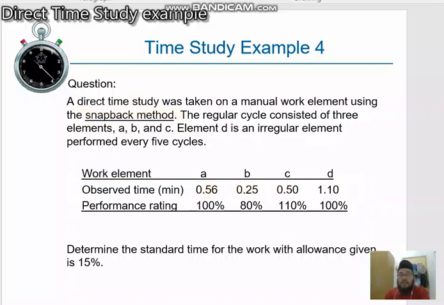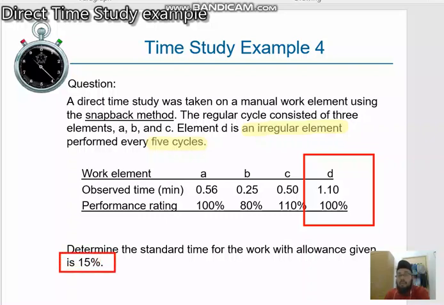Okay. So the regular cycle consists of three elements A, B, and C. Regular element means it appears in every cycle. But element D is an irregular element that is performed every 5 cycles. So D, highlighted here, is an irregular element, meaning it does not appear in every cycle, but only in every 5 cycles. And the given allowance is 15%.